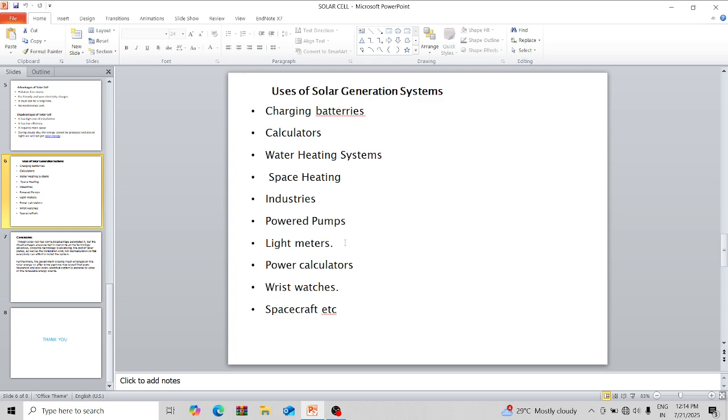Uses of solar generating systems: charging batteries, calculators, water heating systems, space heating, industries, power pumps, light meters, power calculators, wristwatches, spacecraft, etc.